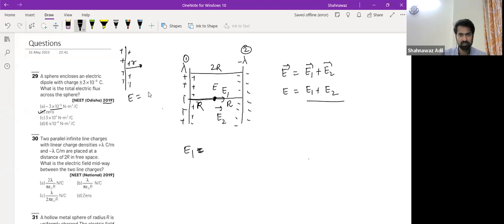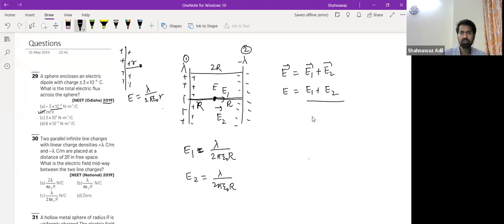Lambda by 2 pi epsilon naught r. No, not r square, r. So this would be lambda by 2 pi epsilon naught. And what is the distance? r. Right. And E2 is the same distance away from this lambda. So this E2 would be again lambda by 2 pi epsilon naught r.